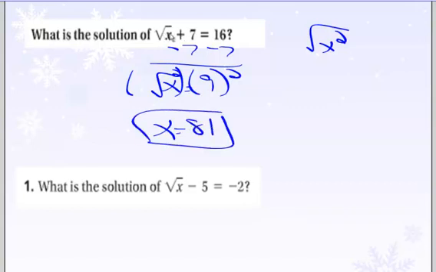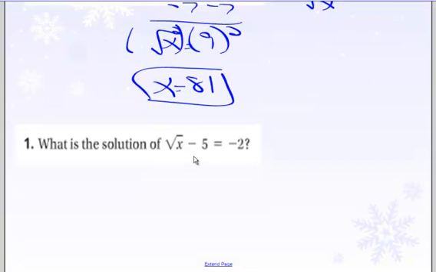Okay, plug it in. Square root of 81 is 9. 9 plus 7 is 16, so it works. Okay, and that's pretty much the basis. We just have a couple things we've got to watch out for. So let's try it again.